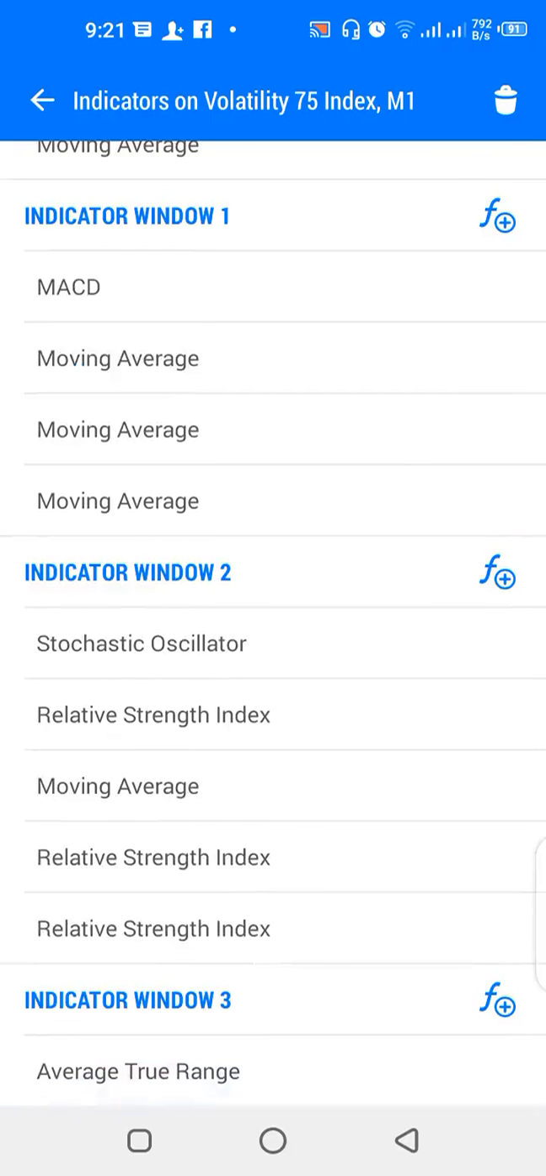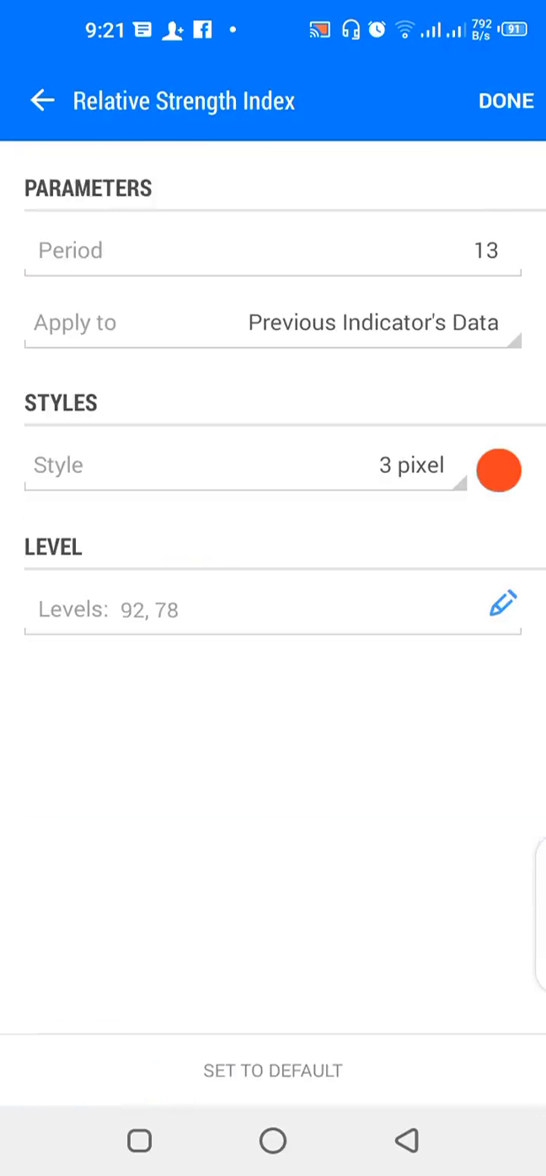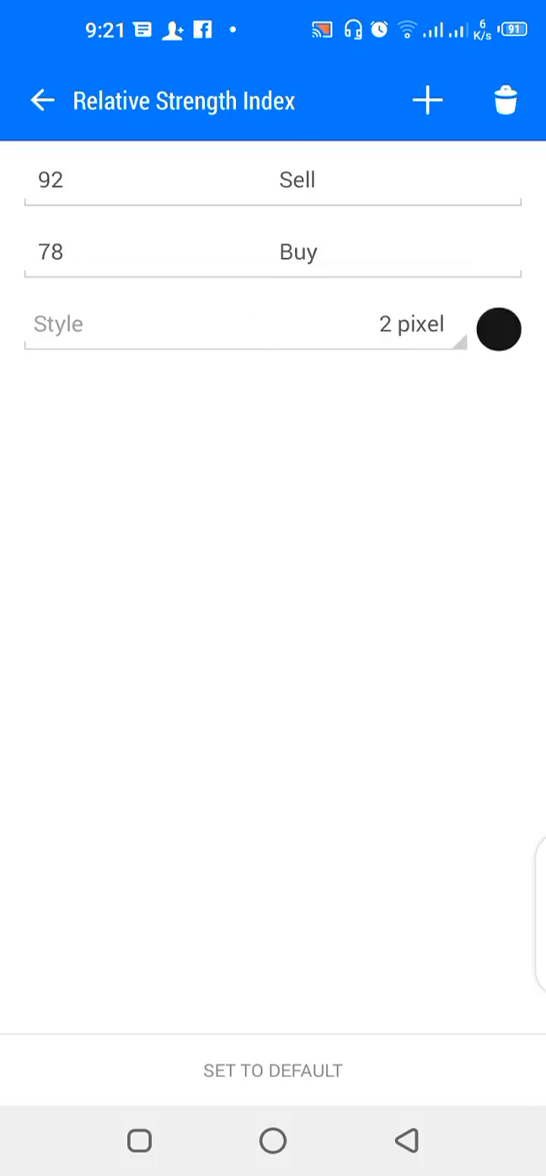Then we have another relative strength index. Period is 13, applied to previous indicators data. The color is red. Then we have the levels. Okay, let's look at the levels. We have 92 and 78.